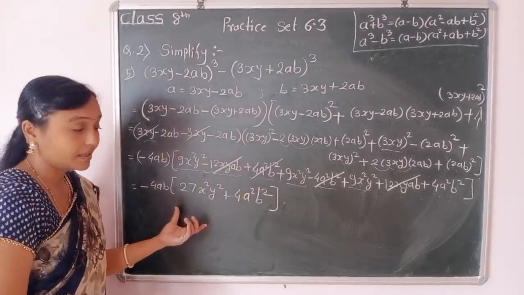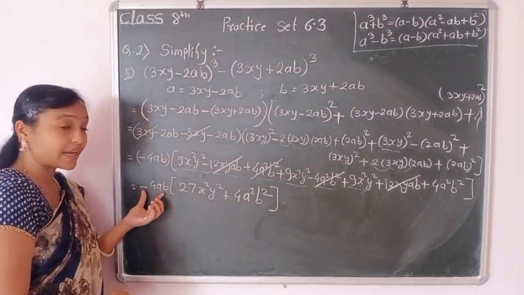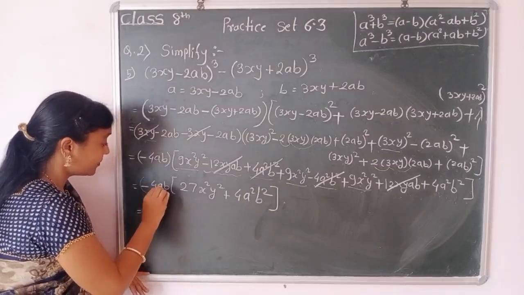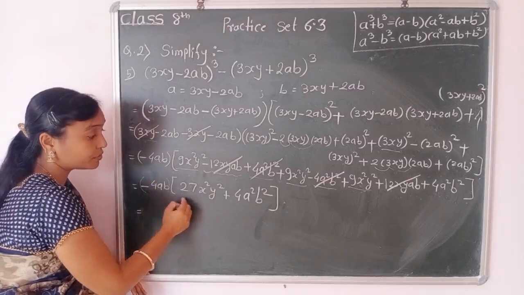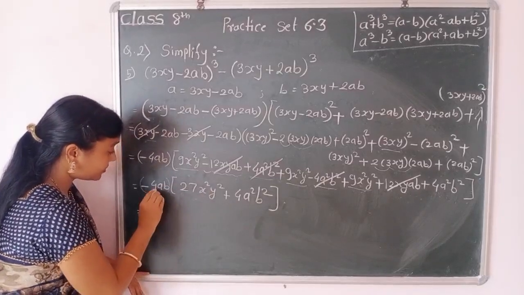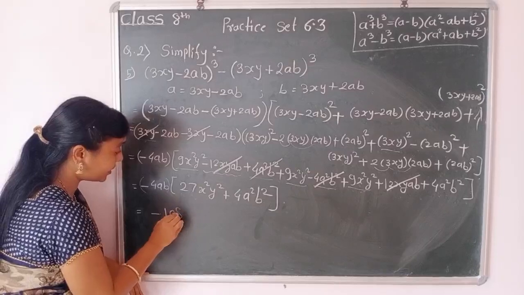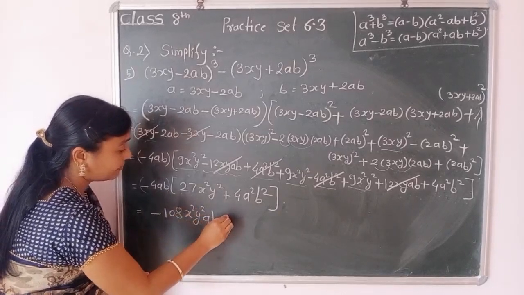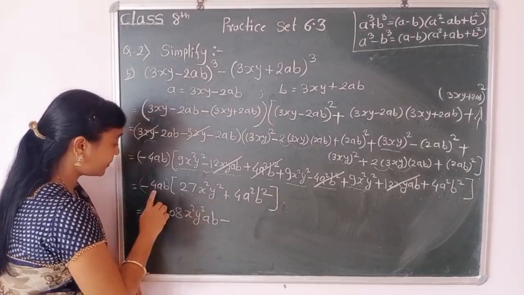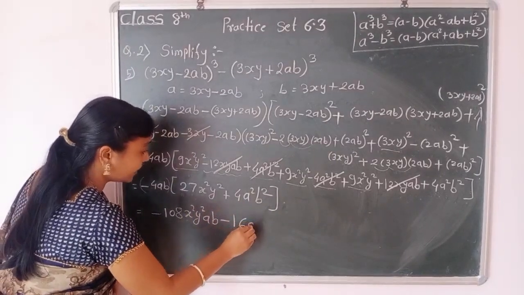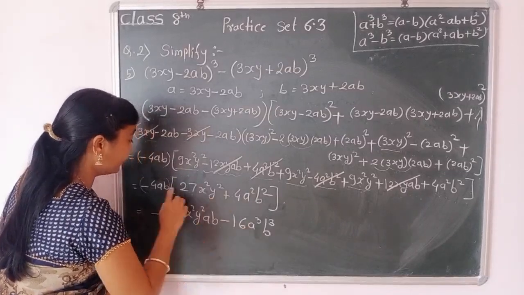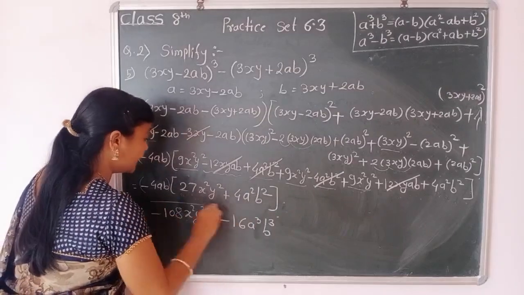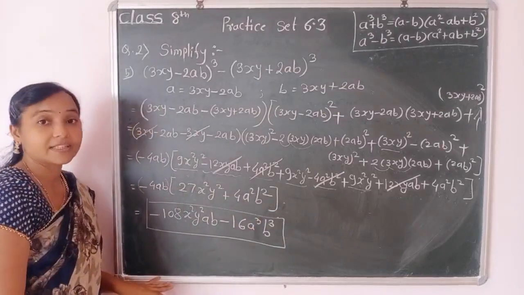This is the answer. If we want to write, multiply the minus 4ab inside the bracket. So again we have to write this minus 4ab multiplying to this bracket, we get minus 4 into 27 means 108x square y square ab, minus plus minus 4 into 4, 16, a cube and b cube: a square into a cube, b into b square, b cube. This is the last answer of our given example. Okay.